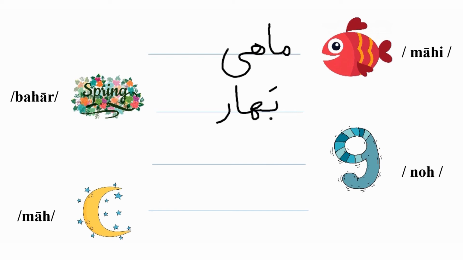So we start with ne in the beginning. Then we have the short vowel o, no. And then comes he at the end and connected to ne. No, no.